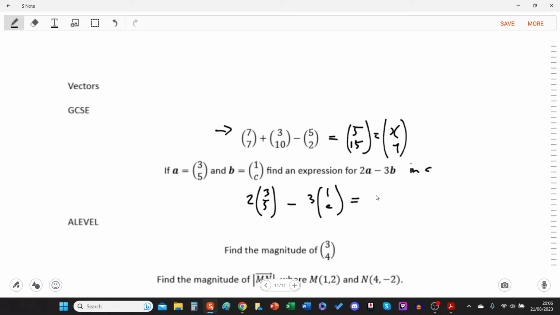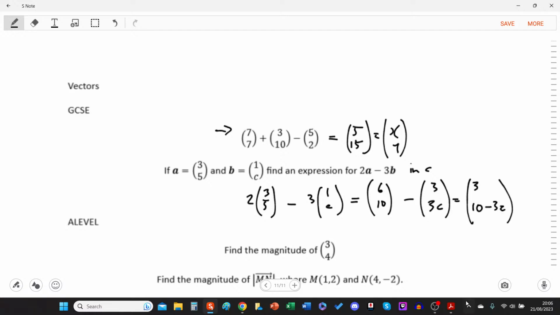What does that equal to? Well, firstly, we're going to multiply the terms, so 6 and 10, both of them get multiplied by 2. And then 3 and 3c, we could just do like terms. 6 take away 3 is 3, and 10 take away 3c is 10 take away 3c.